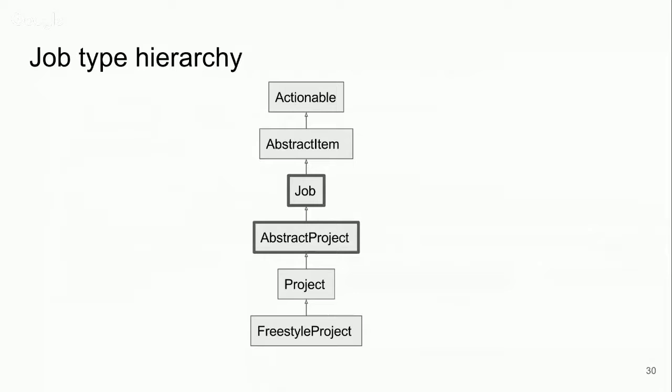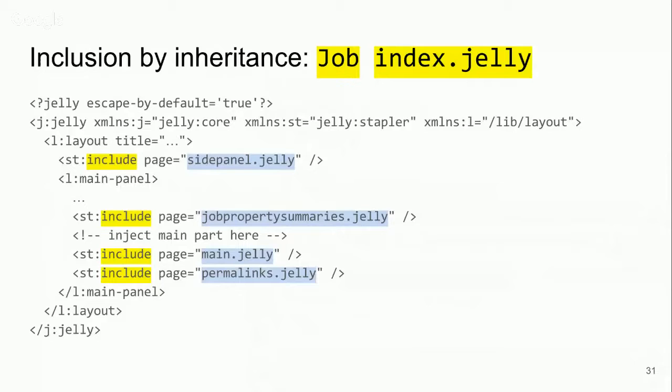For the next few slides, it is important to know a bit about the job type hierarchy. I put a little excerpt here. The important part is in the middle. If you have, for example, a freestyle project, one of its super types is AbstractProject, which inherits from job. This is all you need to know to understand the next few slides, because we're looking at inclusion by inheritance. And in this example, this belongs to the job type in Jenkins, which is the base class for our purposes, and it defines an index.jelly. So if you access the main page of anything that inherits from job, this is what you see.